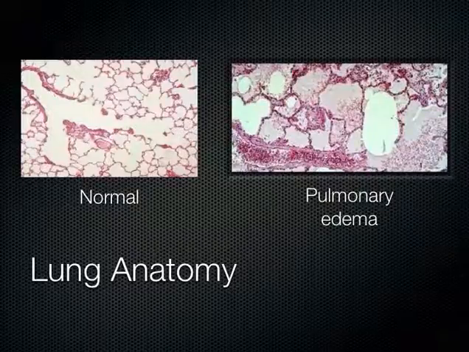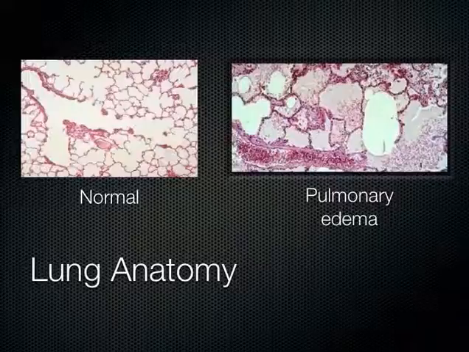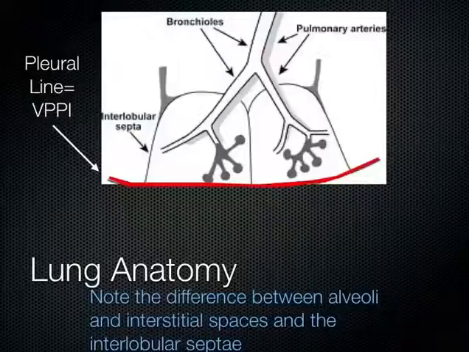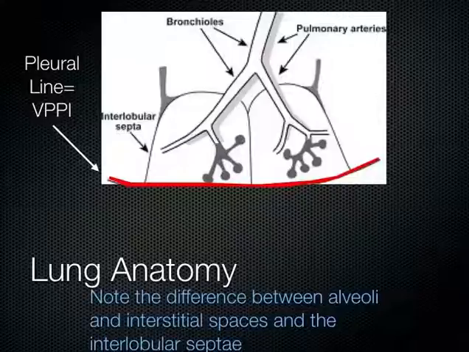Looking back at the picture, the pleural line, you'll hear it referred to as the VPPI, which is the visceral parietal pleural interface. It basically just means where the visceral and the parietal pleura come together and they move on each other. So these terminal bronchioles go all the way out to the periphery of the lungs, and the interlobular septae come up to the surface in a perpendicular fashion. That is important also to note, because it will explain some of the artifacts we see in a moment.